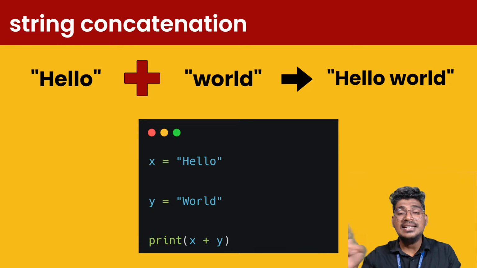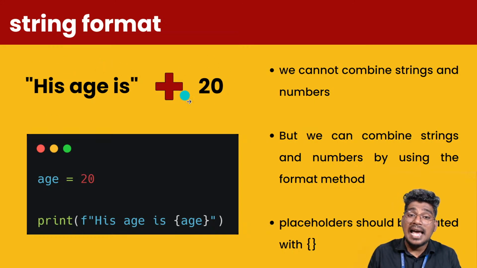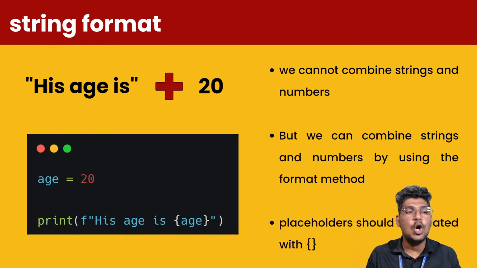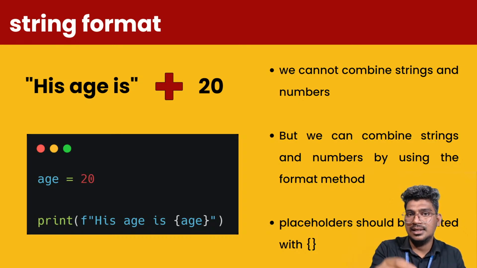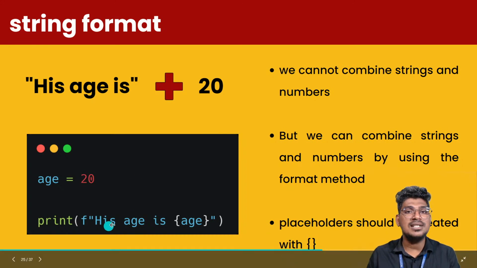If it is in different data types, you can use the formatted string here. For example, see here, you can't combine this. This is actually a string and this is actually an integer. This is a string and also this is numerical, that is integer data type. You can't add that, but you can use the formatted string to add that.